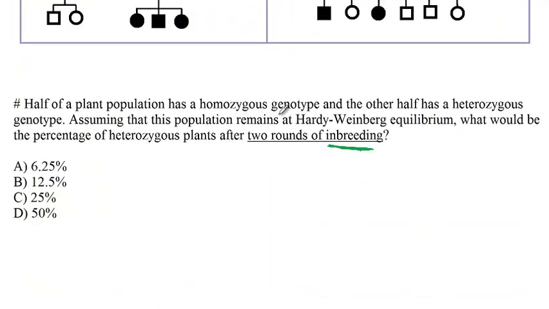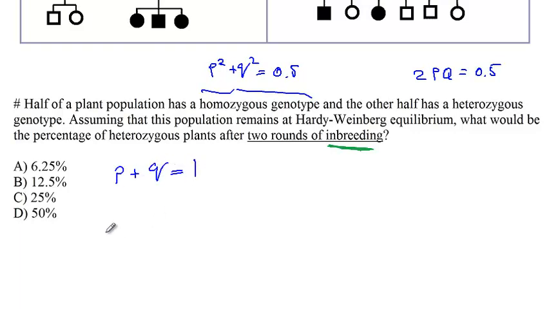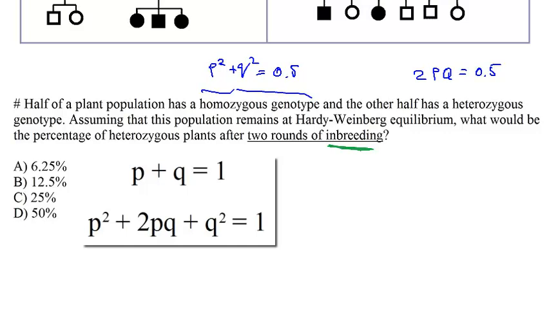Half of a plant population has a homozygous genotype. So we know that p² plus q², since it only affects half a population, is equal to 0.5. And the other half has a heterozygous genotype. So even if it didn't tell us this information, we should have already deduced that 2pq is equal to 0.5. Assuming that this population remains at Hardy-Weinberg equilibrium, what would be the percentage of heterozygous plants after 2 rounds of inbreeding? All right, so we know that p plus q is equal to 1, and then p² plus 2pq plus q² is also equal to 1.